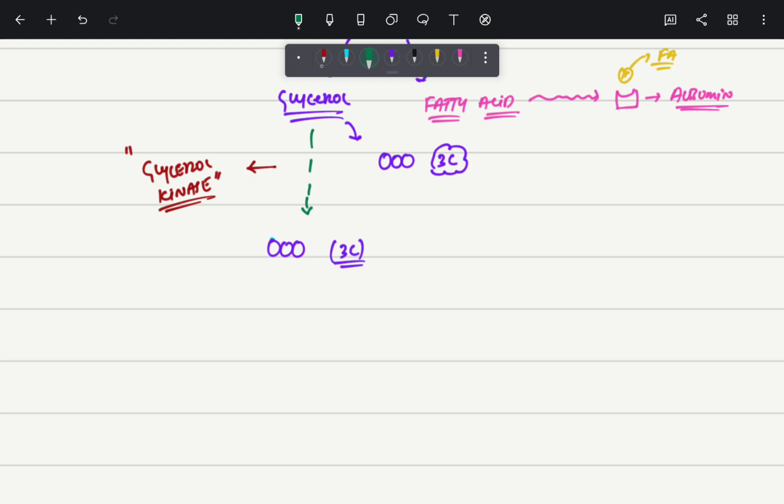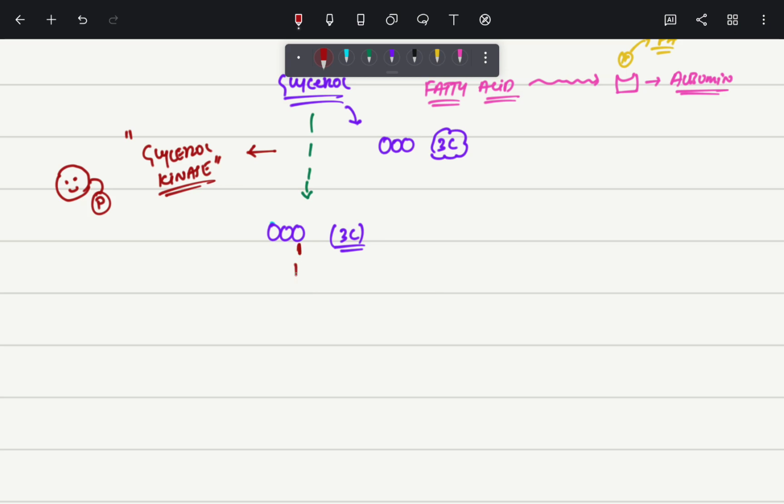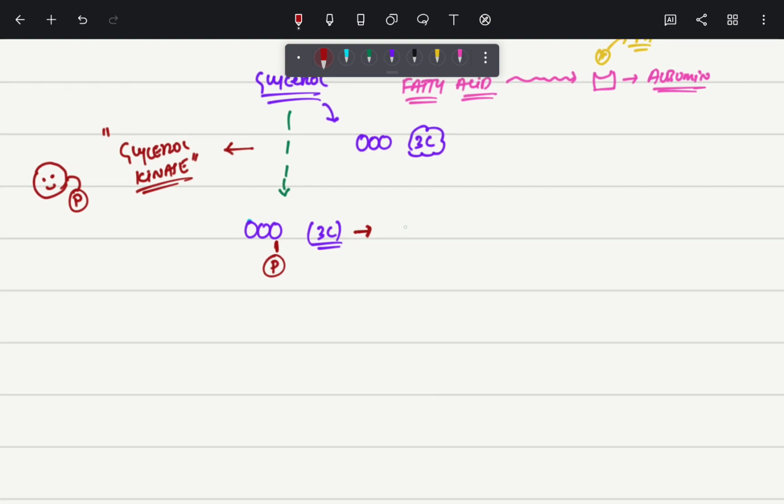And this is the glycerol kinase, and glycerol kinase will put a phosphate on the glycerol. So here on the 3rd carbon it will put a phosphate. So this newly synthesized molecule is your glycerol 3-phosphate, because on the 3rd carbon it will put a phosphate. Okay, so glycerol is converted into glycerol 3-phosphate by glycerol kinase.